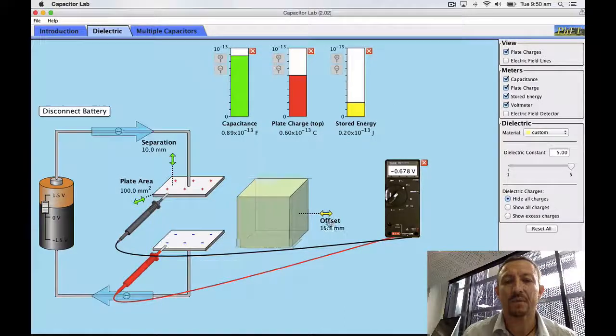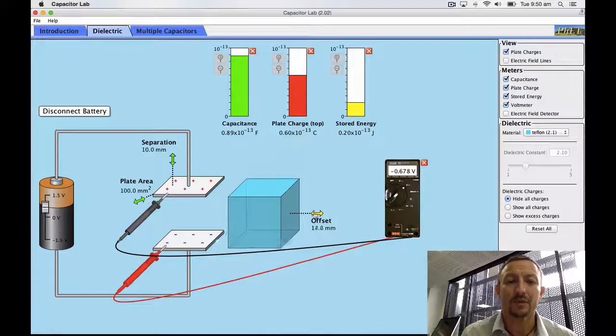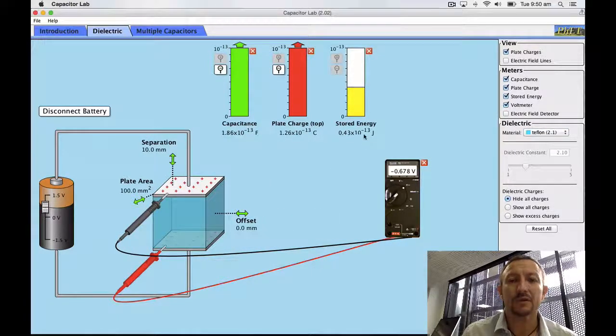Let's see what happens if we put a different dielectric in. If you come over to here, you've got an opportunity to choose a variety of dielectrics. So let's put some Teflon in there. Now remember, when we put our custom made dielectric, this went right up to the top. But look what happens when I add my Teflon. Teflon's not as good an insulator, which means that as a result, I don't get as much energy stored.